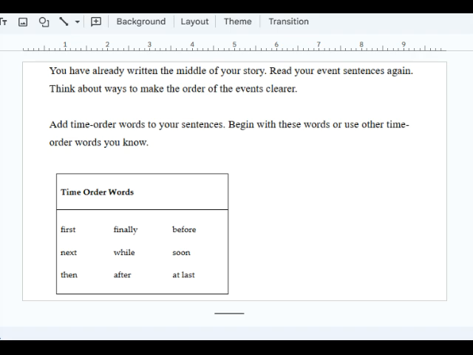You have already written the middle of your story. Read your event sentences again. Think about ways to make the order of the events clearer. Add time order words to your sentences. Begin with these words or other time order words you know. So you can use these, but you can use other words you know too.